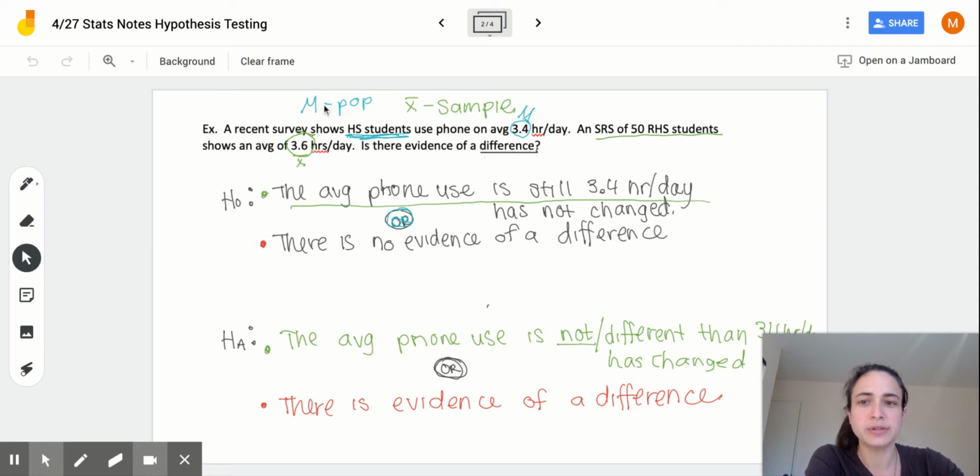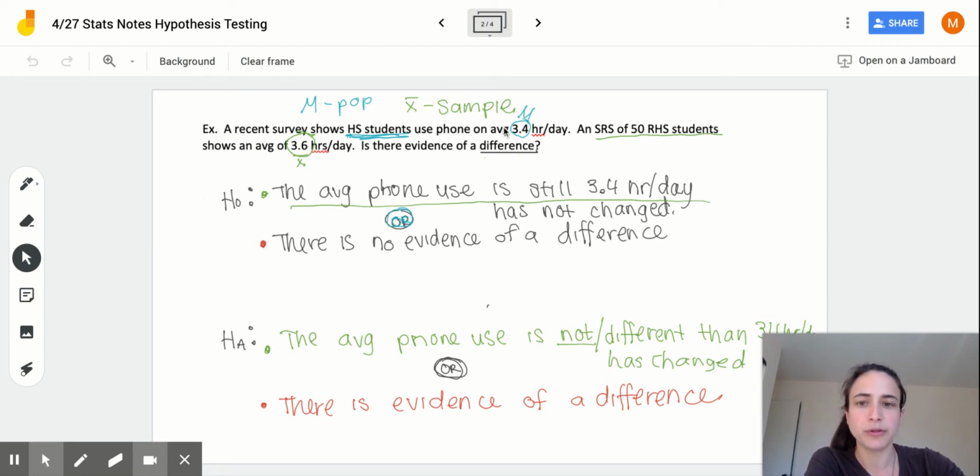So I want to remind you the difference between these two things. Mu is the population mean, meaning the average of everyone in the whole population, whereas x-bar is the sample mean, the average of your sample of students. The population in this problem is represented by all high school students in the whole world. So what's my population mean? That's 3.4. The sample mean was 3.6 because that mean is based only on the sample of 50 students. So just make sure that when you write your sentences, they're always about the population mean, which is mu.